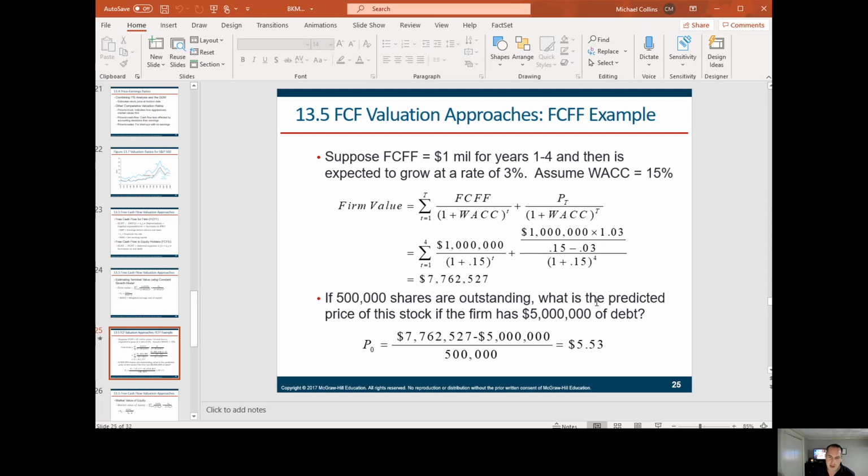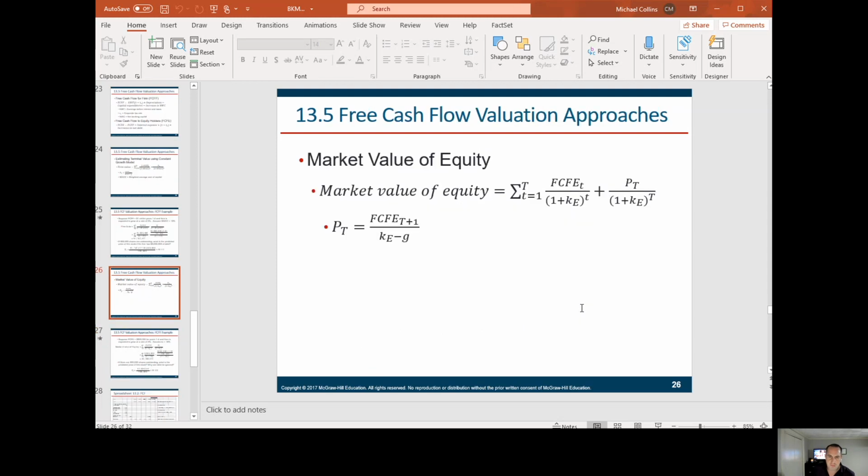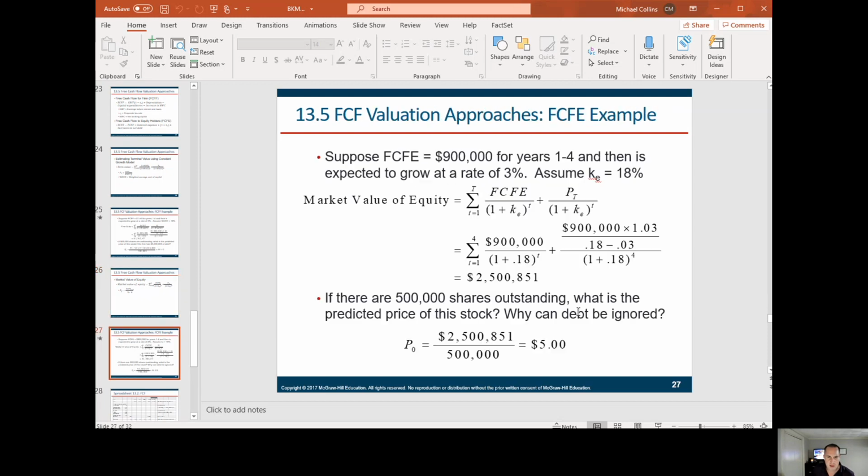And right here, it's talking about what the firm is worth if they have that much in cash and stock, that much in debt, and this many shares. What's the value of that firm? What's the value of the equity? We can skip this slide. This is another one showing free cash flow to equity is 900,000 for years 1 through 4, and then is expected to grow at 3%. To find the market value of equity, again, it's another discounting mechanism, right? You're discounting at the market cap rate.